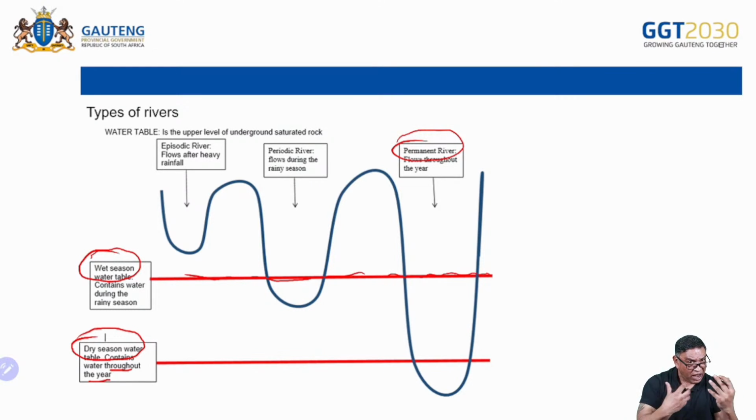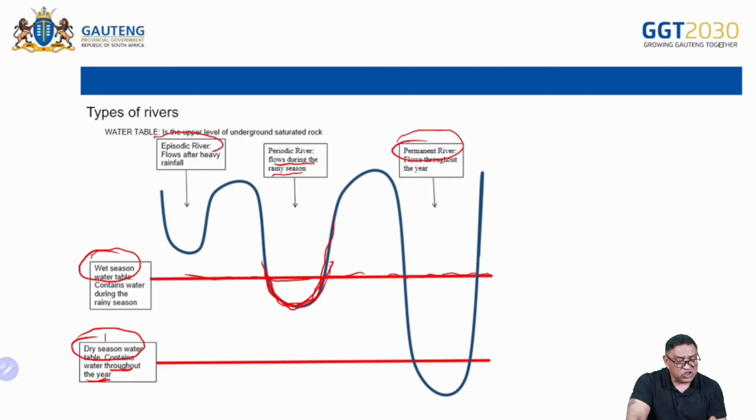Now we want to get into the why factor. If I look at a permanent river, it cuts the wet season water table and the dry season, meaning that if it cuts the dry season, it will have water throughout the year. Can you see the reasoning now, learners? Then we take the periodic river, and it says it flows during the rainy season. Now let's look at why. This periodic river does not cut the dry season water table. It only cuts the wet season water table. And what is the wet season water table? It contains water during the rainy season. So you're not going to have this river flowing during the dry season.